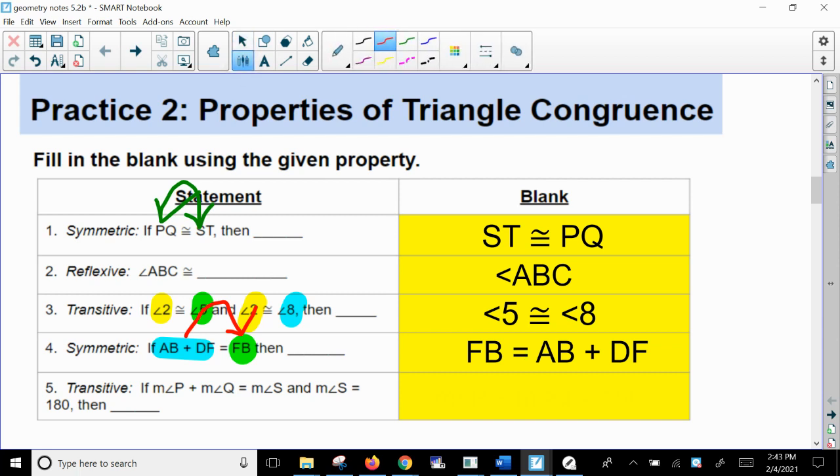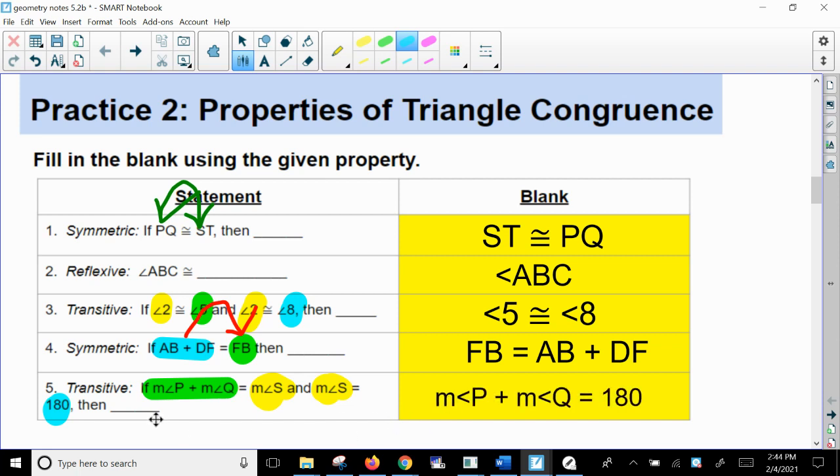Last one, transitive. If measure angle P plus Q is equal to S, notice every time I go past the equal sign, I change colors. Measure angle S equals 180. See how angle S is your common sibling? So the angle P plus angle Q has to be equal to 180. Transitive property.